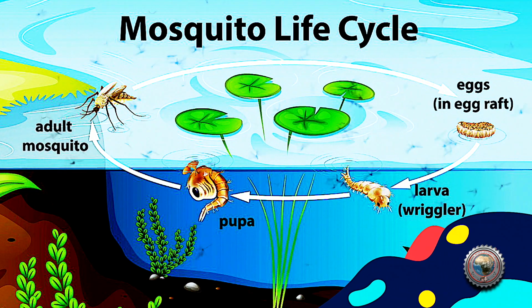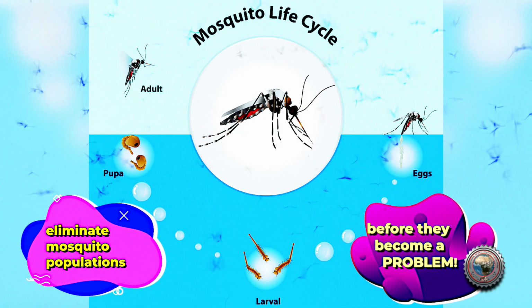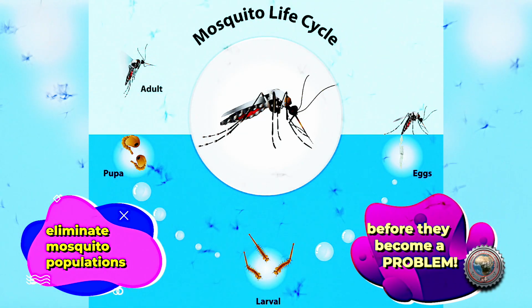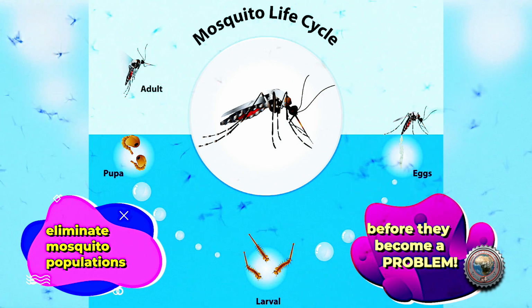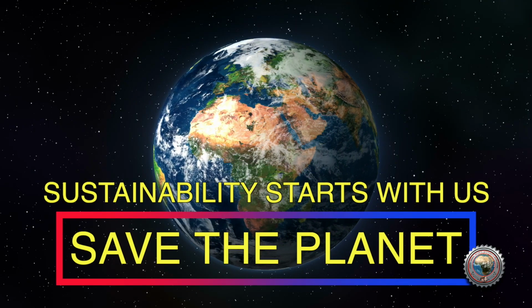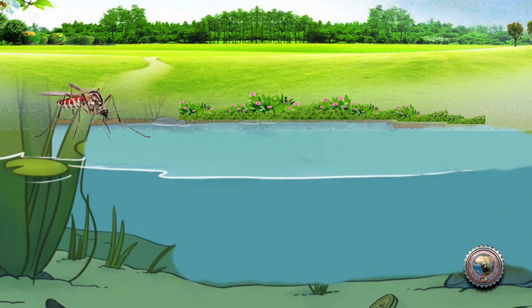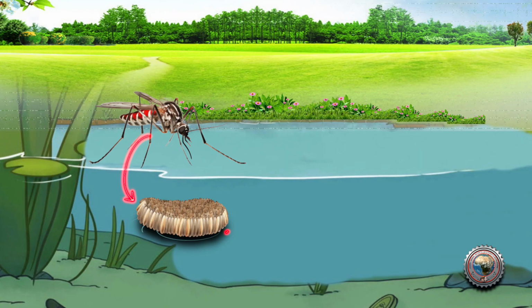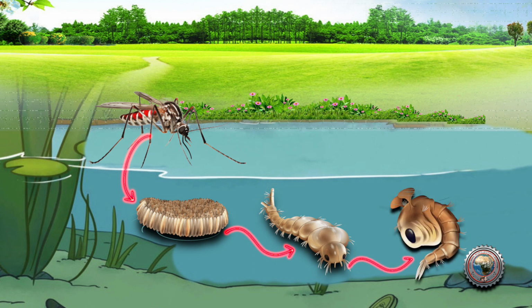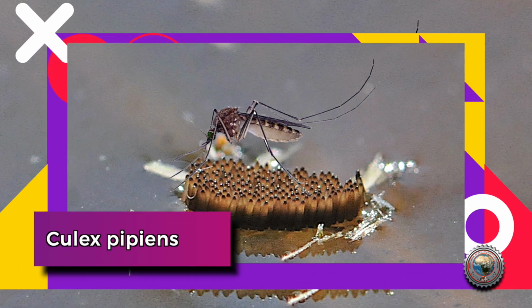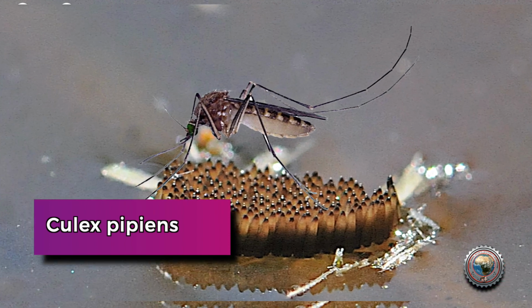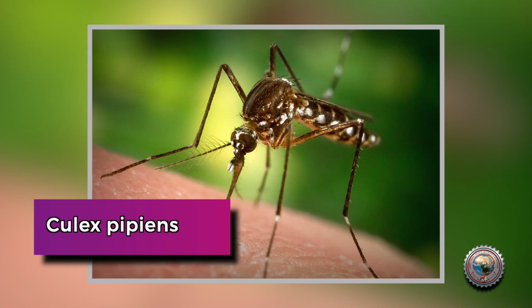Understanding the different stages of the mosquito life cycle can help prevent and effectively eliminate populations before they become a problem. Mosquitoes go through 4 life stages: egg, larvae, pupa, and adult. There are over 300 mosquito species worldwide, with Culex mosquitoes, particularly Culex pipiens, being the most common and dangerous as they carry the West Nile virus.